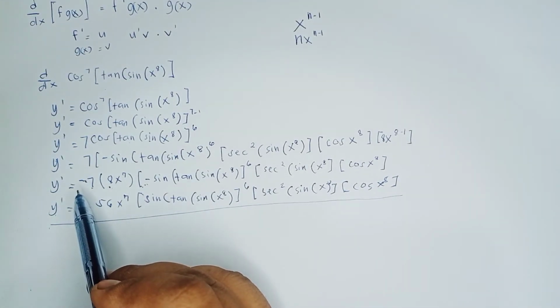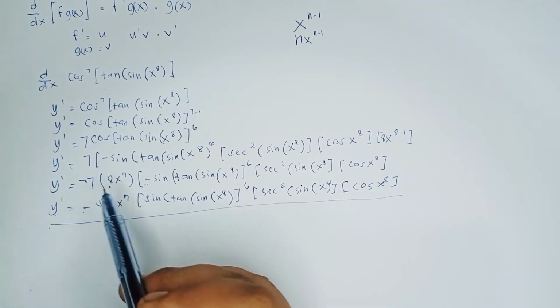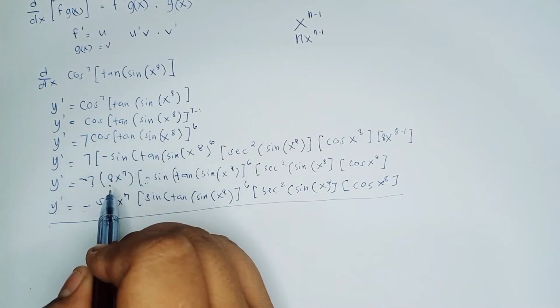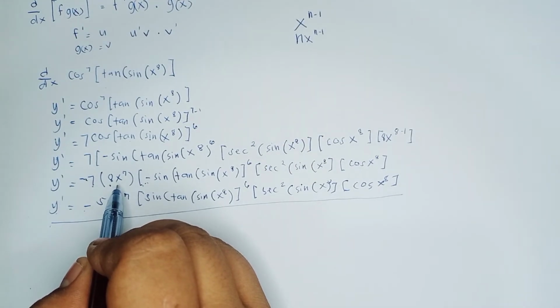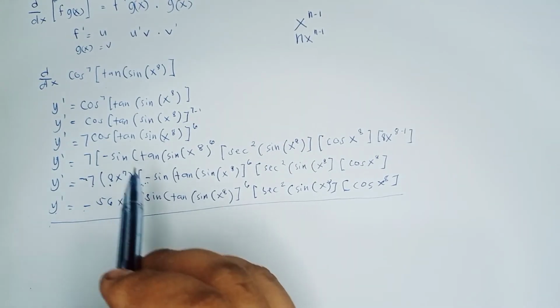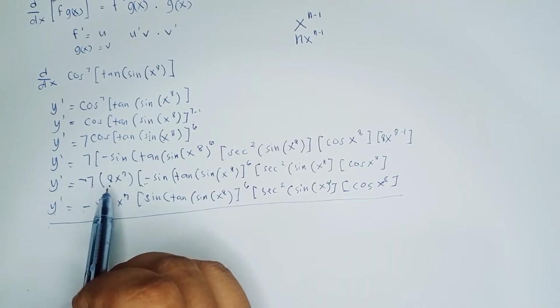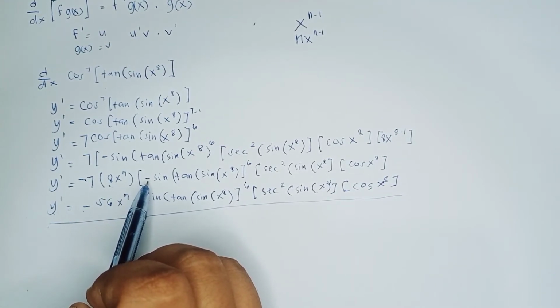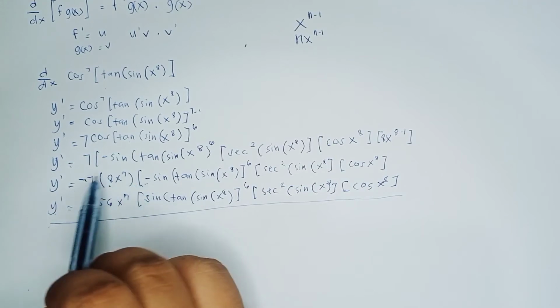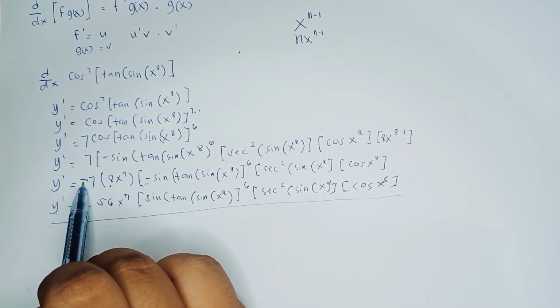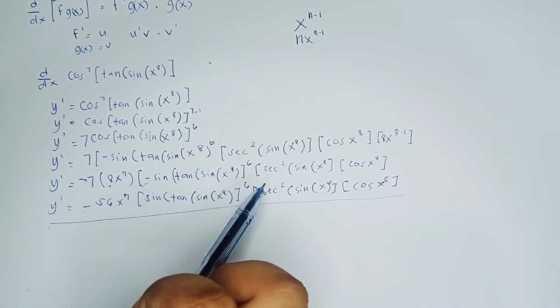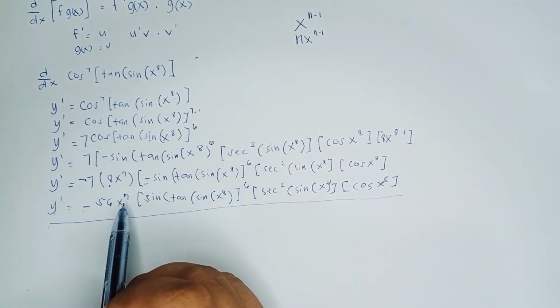So we need to simplify the equation. This 8x raised to 7 should be put here, and all of the equation follows. Since there is a negative sign here, we can transpose this negative here to eliminate the negative in the inside part of the equation.